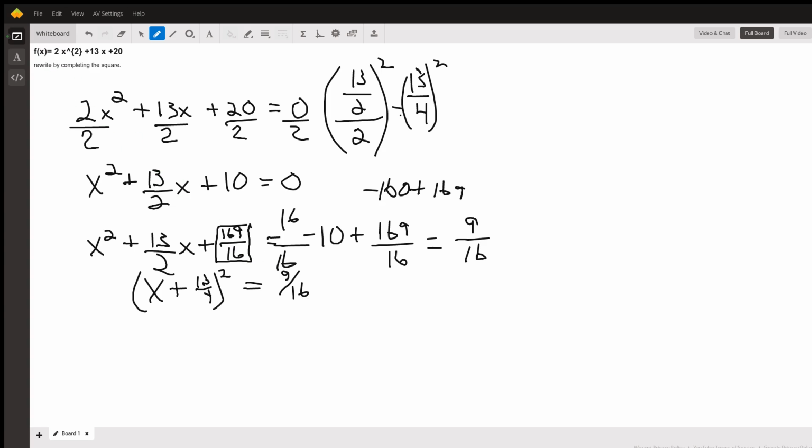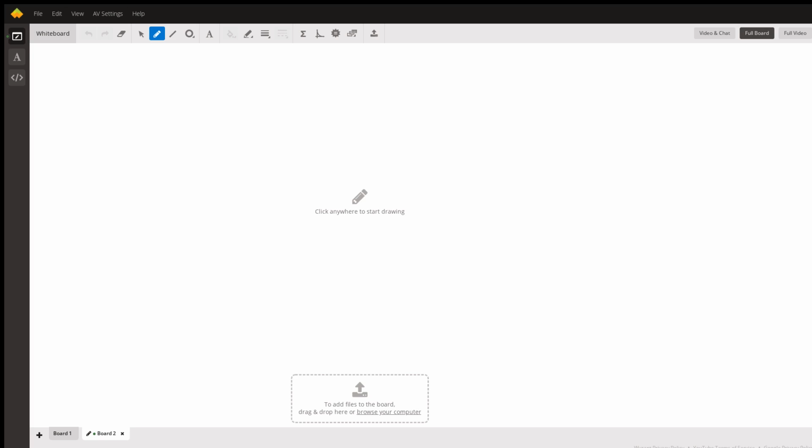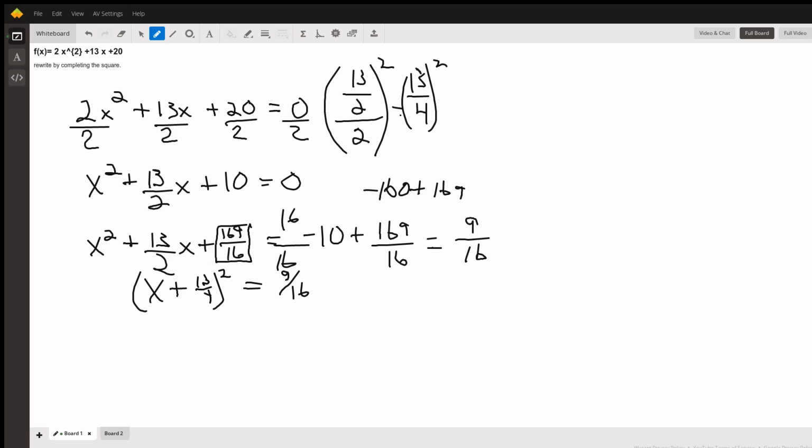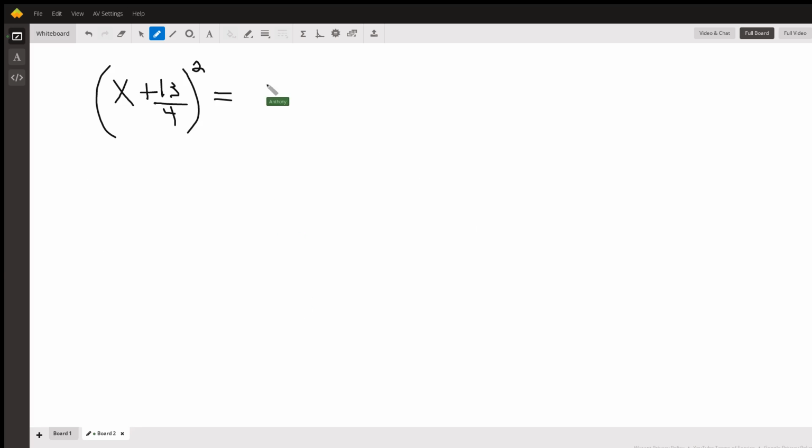Okay, let me go to page 2 here. I've got to copy that down. That's x plus 13 over 4 squared. That equals 9 over 16.